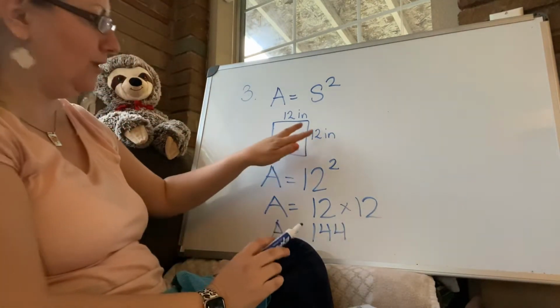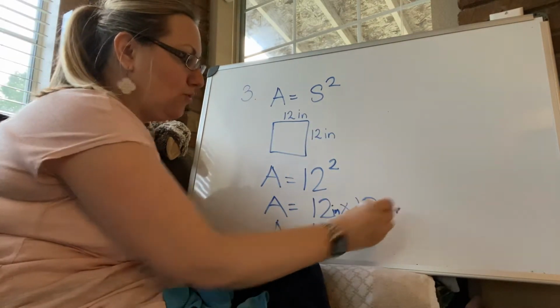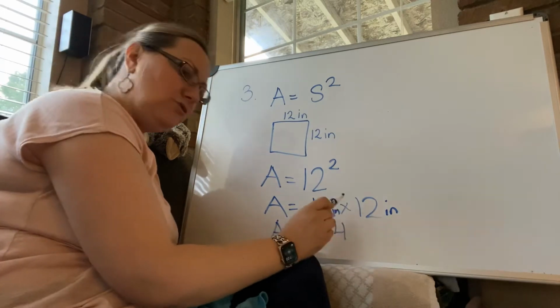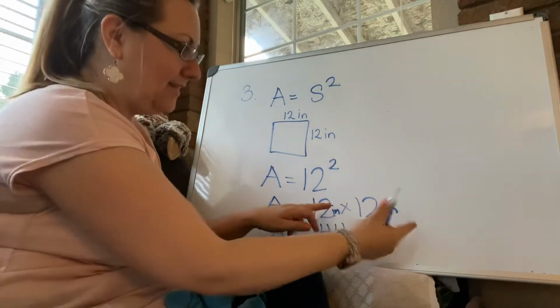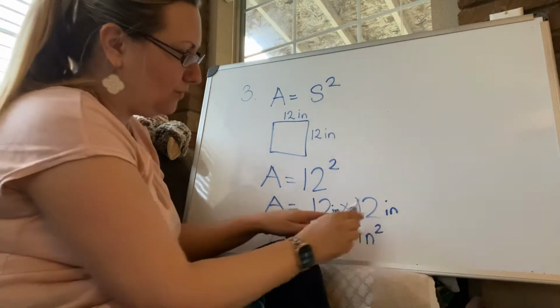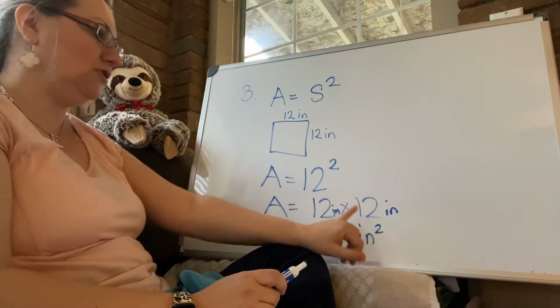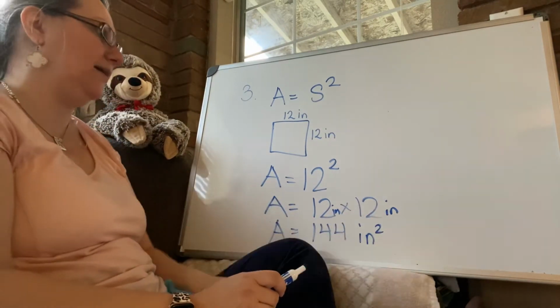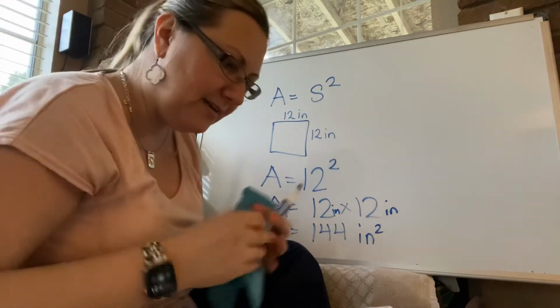It is 144, and since they were inches, by the way, this was 12 inches times 12 inches, we can say 144 inches, and there's two labels for inches there. So we are going to go inches times inches, which is inches squared. Okay, all right, and let's go on. Number 5.